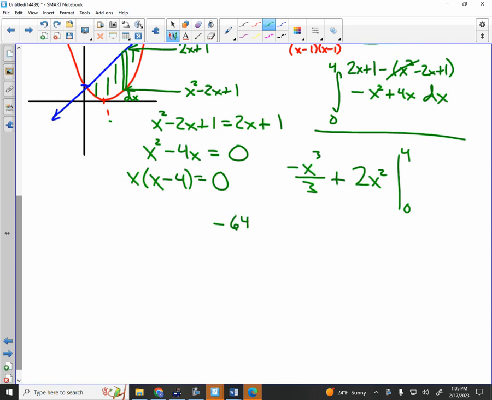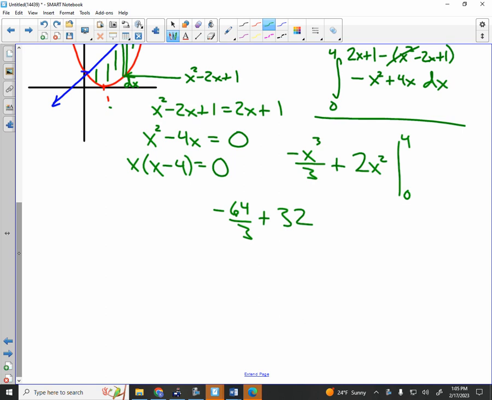Negative 64 over 3 plus 32. I'm going to go ahead and find common denominators. If I multiply top and bottom by 3, I get negative 64 over 3, and that will be plus 96 over 3. I get a grand total of 32 over 3.